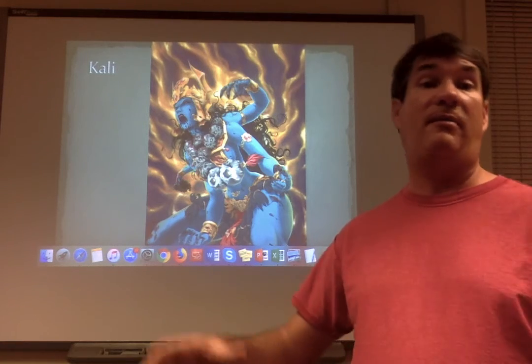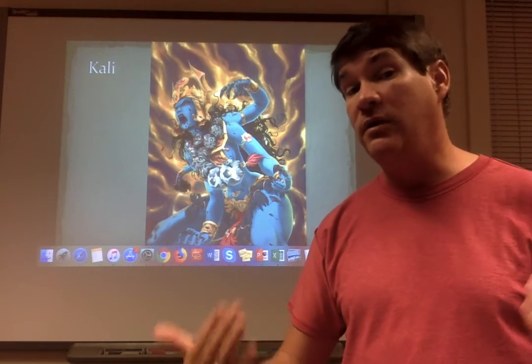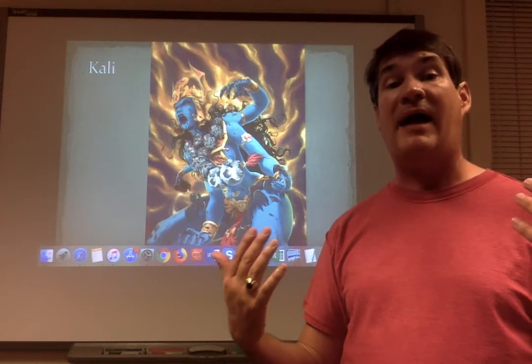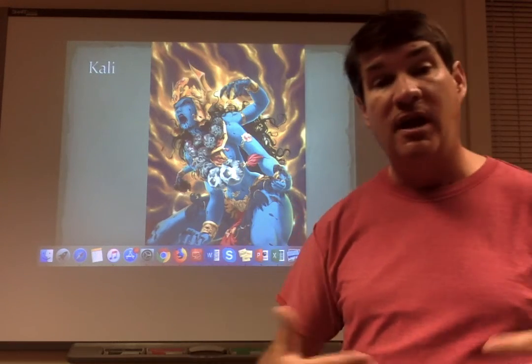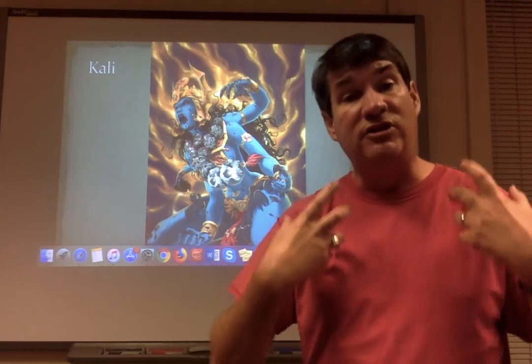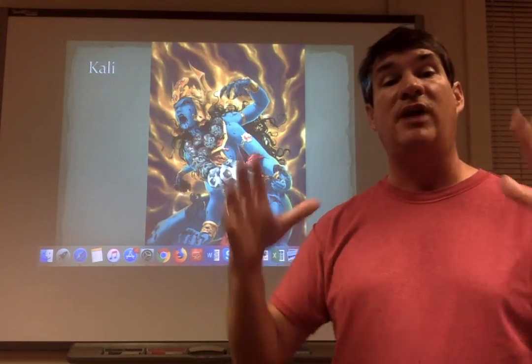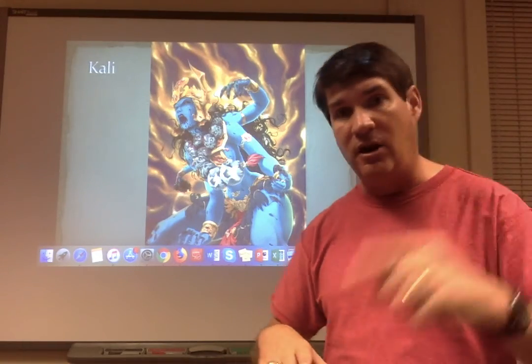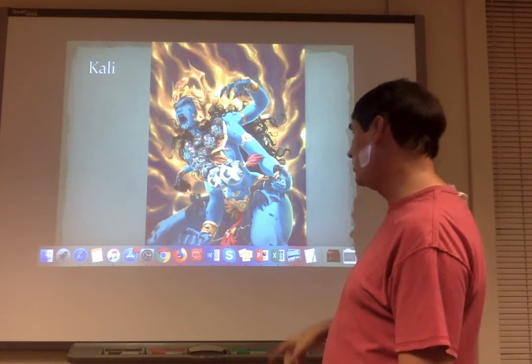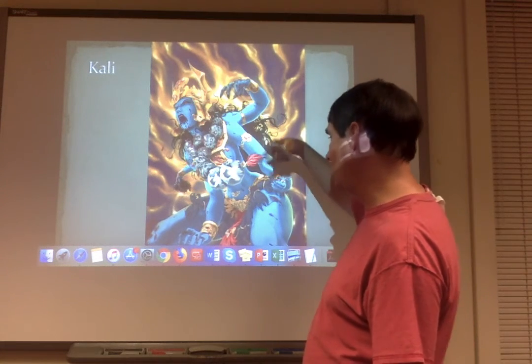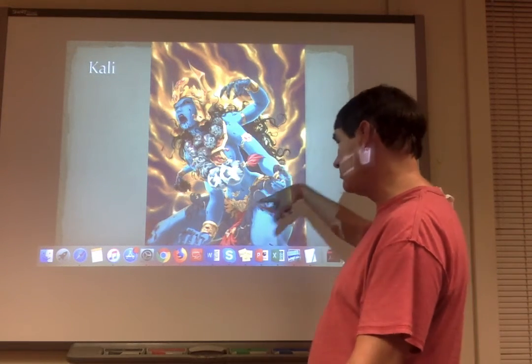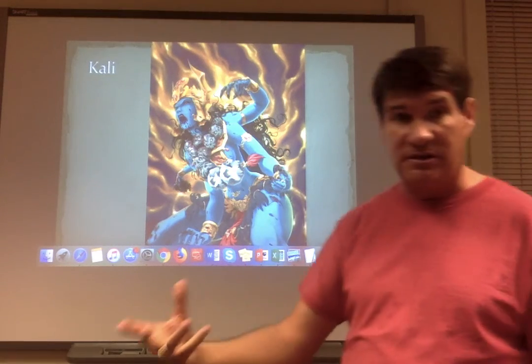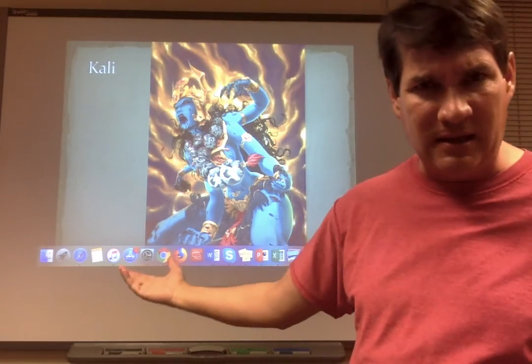And Shiva doesn't calm her down by, like, wrestling her to the ground. Shiva can only calm her down by lying on his back and having her step on him. And when she steps on him, her rage goes into him and he absorbs her rage and she calms down, right? Notice the necklace of skulls. Notice that, this is, again, the Marvel Comics version, but sometimes she has a belt of skulls as well, where she just kills people.